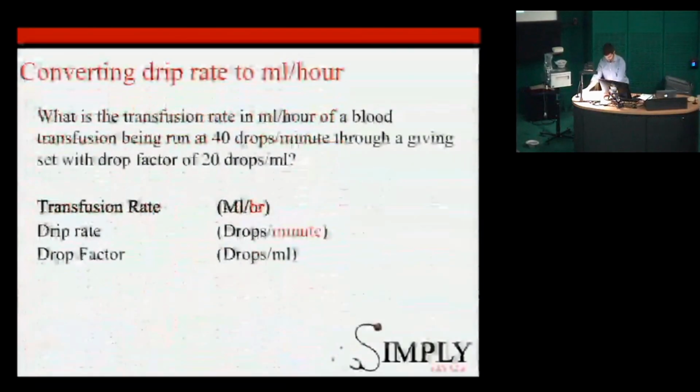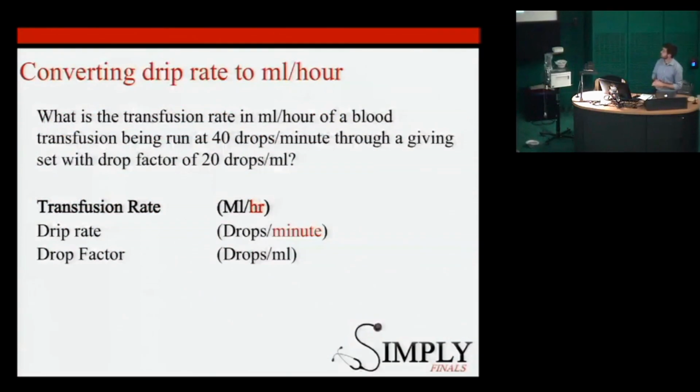And then, so I've put other ways. There's an equation if you would prefer to use it. This is the way I prefer, just to think about the whole thing. And then you can look at the units if you're a geek. Okay, and lastly, just before we finish now, can we do this one? So what's the transfusion rate, mils per hour? Blood transfusion, 40 drops per minute. And giving set is 20 drops per mil.